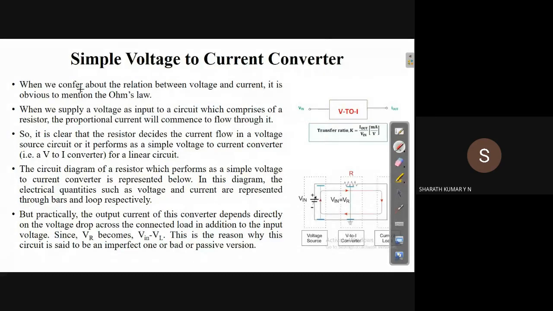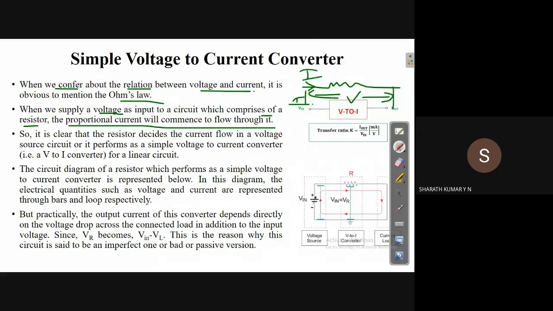So when we confer about the relation between voltage and current, it is obvious to mention Ohm's law, the basic Ohm's law for the voltage and current relation. When you supply voltage as input to a circuit which comprises a resistor, the proportional current will commence to flow through it. Obviously, whenever we apply voltage across the resistor, there is a current flow through the resistor.